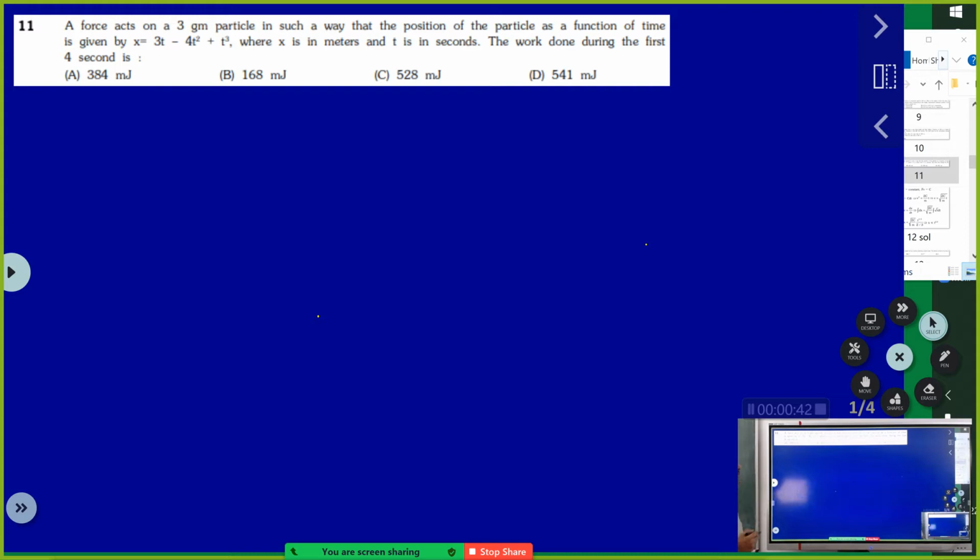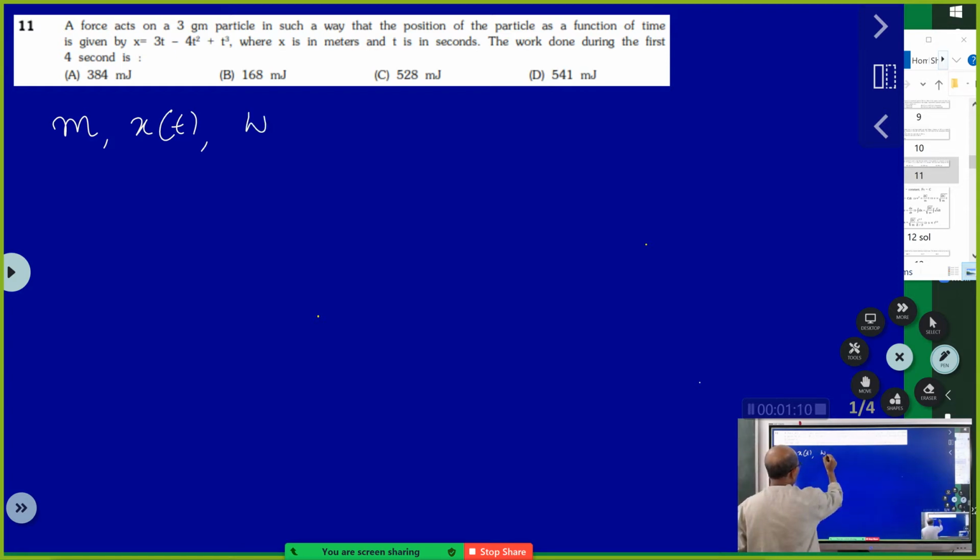In such problems, you better list the variables that they have given you. There is no drawing or anything here, so it's purely manipulation. They have given mass and they have given x of t, and they are asking you the work done in 0 to 4 seconds. This is what they have asked, and they have given these two quantities.